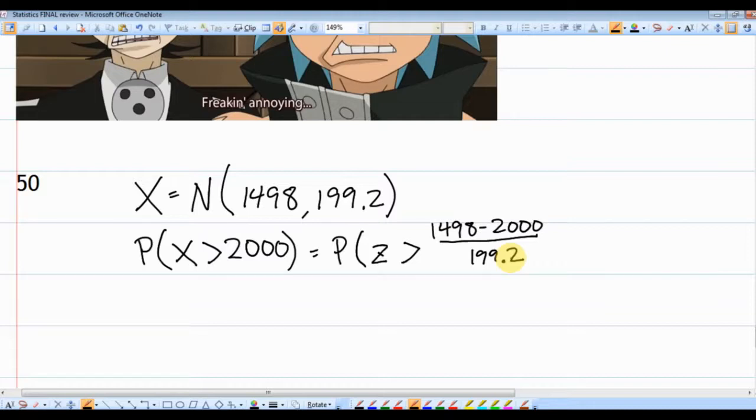I thought you can't do greater than. Can't do what? Greater than in a calculator. Oh, you can do it for normal distribution, but you can't do it for binomial distribution. You're doing binomial distribution. This is not binomial. This is normal? Yeah.